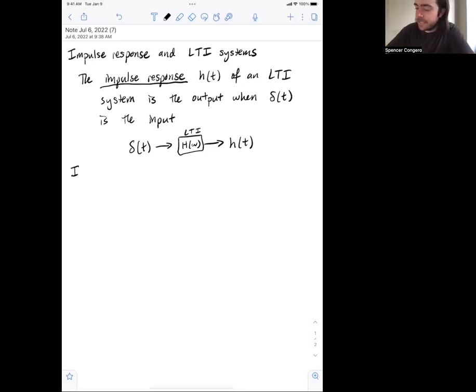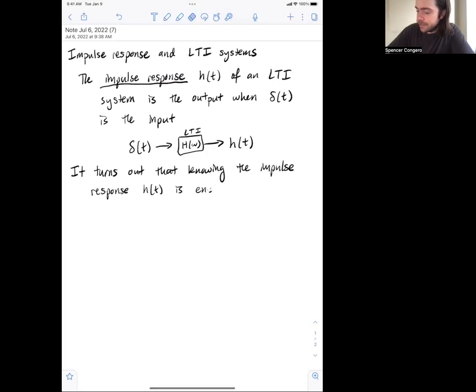Okay, and it's kind of amazing, but believe it or not, it turns out that knowing the impulse response h of t is actually enough to determine the output y of t for any input x of t. It's pretty amazing.